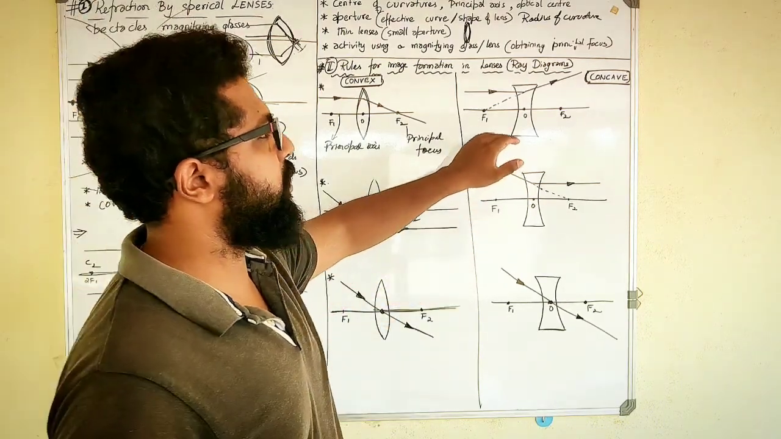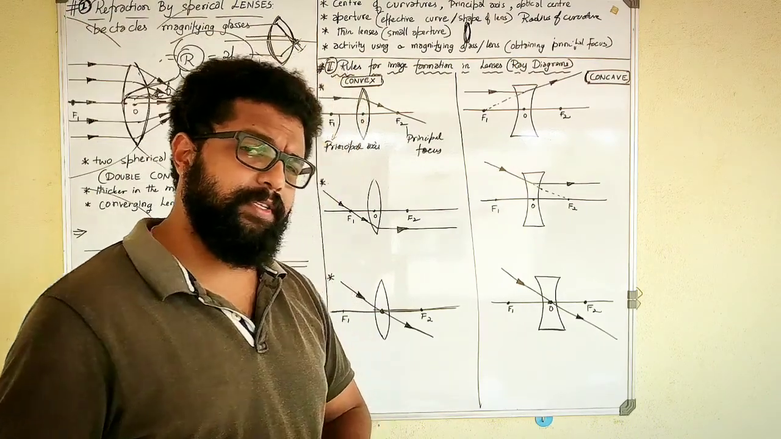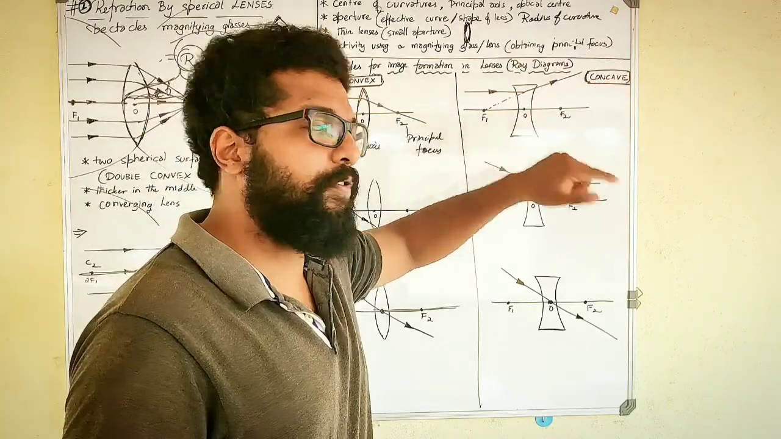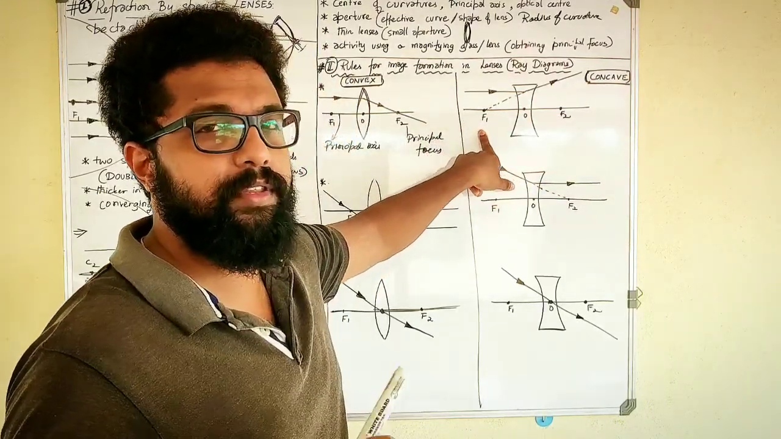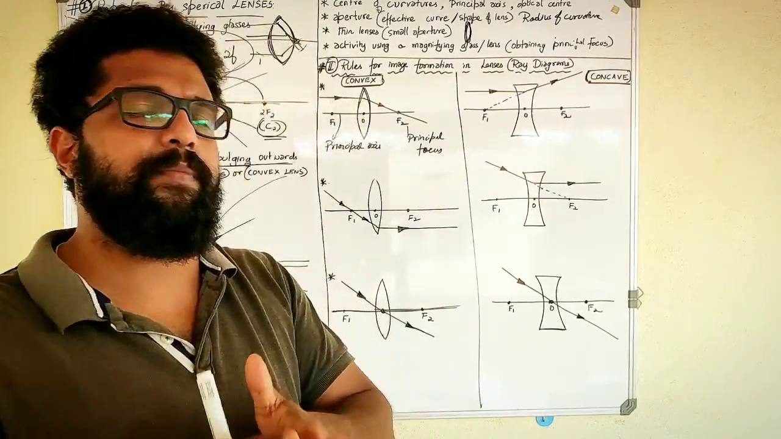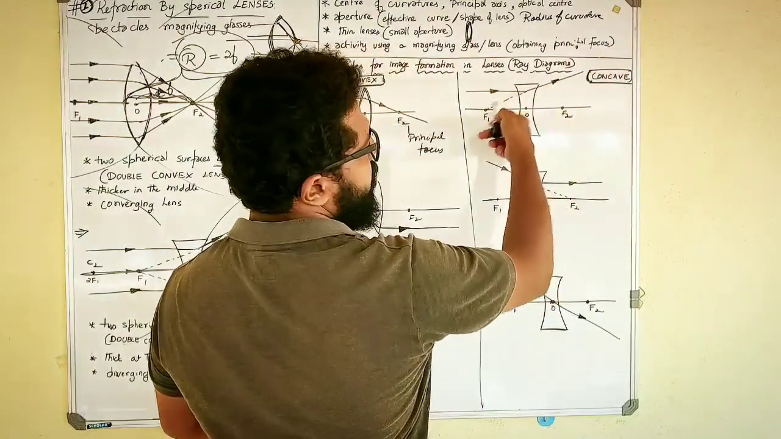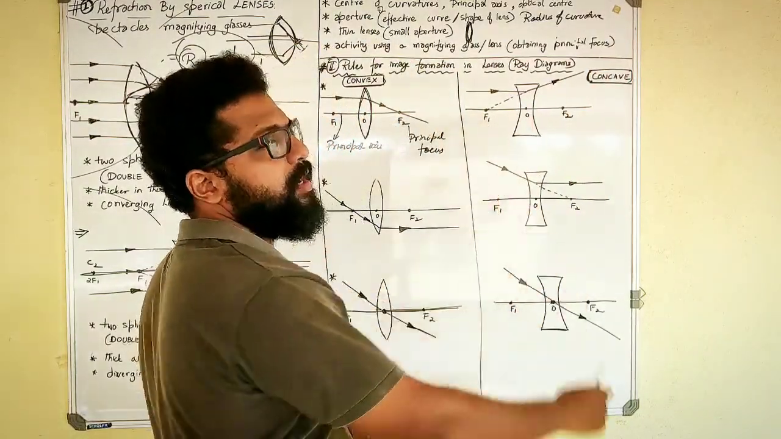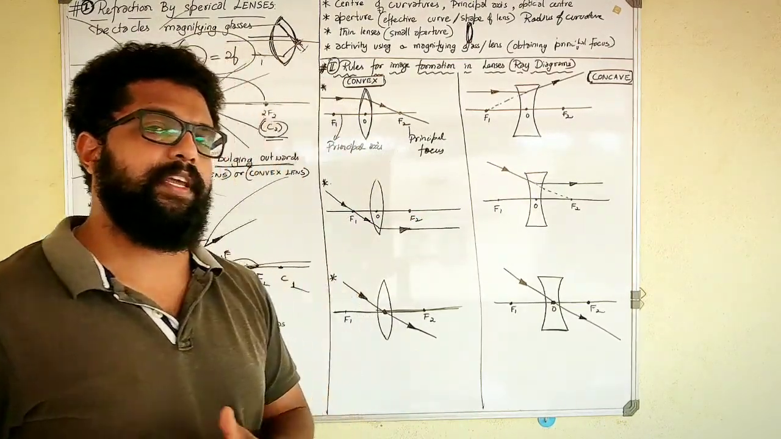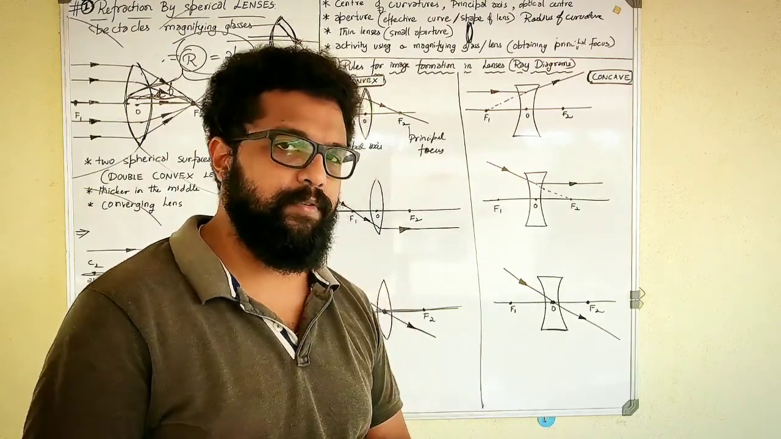Whereas in the case of a concave lens, you can see that if the light ray is made to travel parallel to the principal axis, it will appear to diverge from the principal focus. It does not meet at the principal focus, but instead it appears to diverge from it. You can see it is going like this, diverging, but it appears as though it is diverging from the principal focus. That is the first rule. If the light ray is traveling parallel, it will appear to diverge from the principal focus, or it will converge into the principal focus.